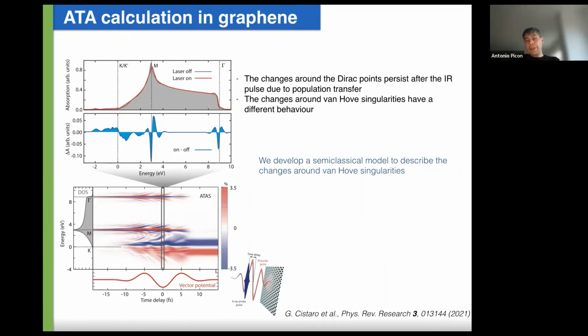No, I didn't consider the temperature distribution here. So that's a really good point. At this point, I was just trying to understand, with a very simple model, what is happening in graphene on these attosecond time scales. Yes, but we didn't implement it yet. We didn't do the calculation with temperature distribution.